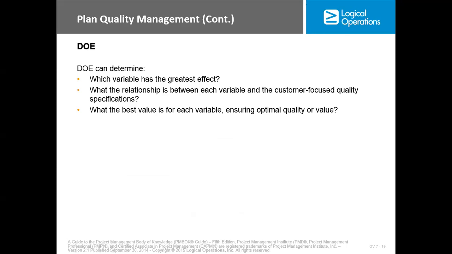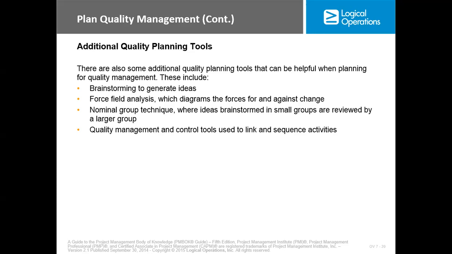DOE is known as design of experiment. It can determine which variable has the greatest effect, what's the relationship between each variable and customer focused quality specifications, and what's the best value for each variable, ensuring optimal quality or value. Now, additional quality planning tools.